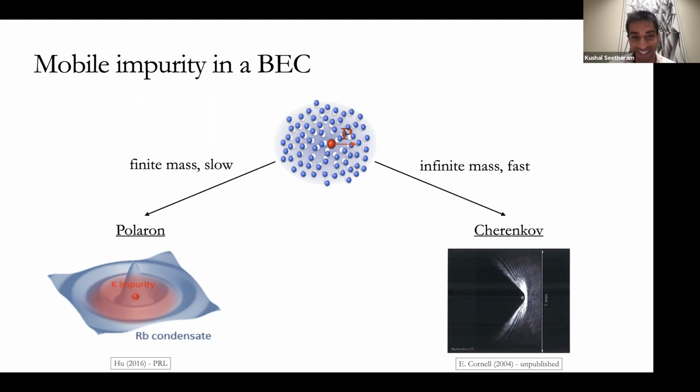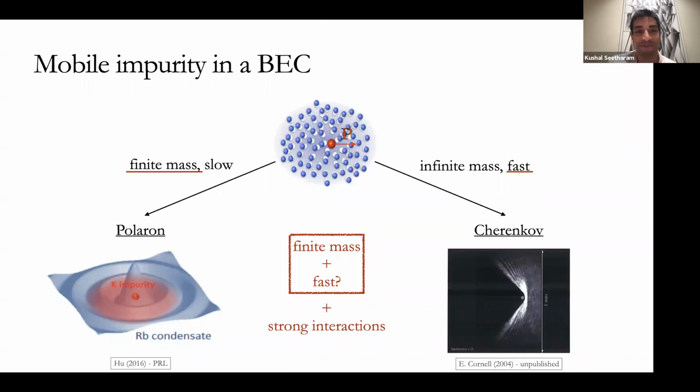And the question we're interested in here is a natural extension, which is what happens when we have a finite mass impurity and start moving it very quickly. And of course, as we know from the Polaron side of the picture, rather than just talking about the bare impurity mass, we should also talk about the strength of the interactions between the impurity and the atoms around it, because it's really kind of the effective mass that will set a scale in the system. This could give different physics on both of these sides. On the Cherenkov side, if you have a finite mass impurity that has recoil, it may not be able to produce shock waves like this, or it may exhibit very different physics.